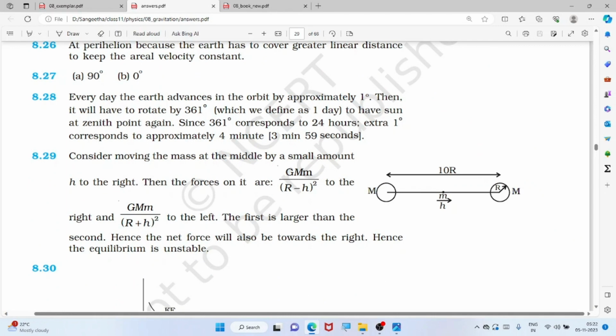Every day the earth advances in its orbit approximately 1 degree, because it takes 1 year for the earth to move around the sun, so approximately 1 degree per day. Okay, so the important thing is that the sidereal day is 4 minutes less than the solar day.